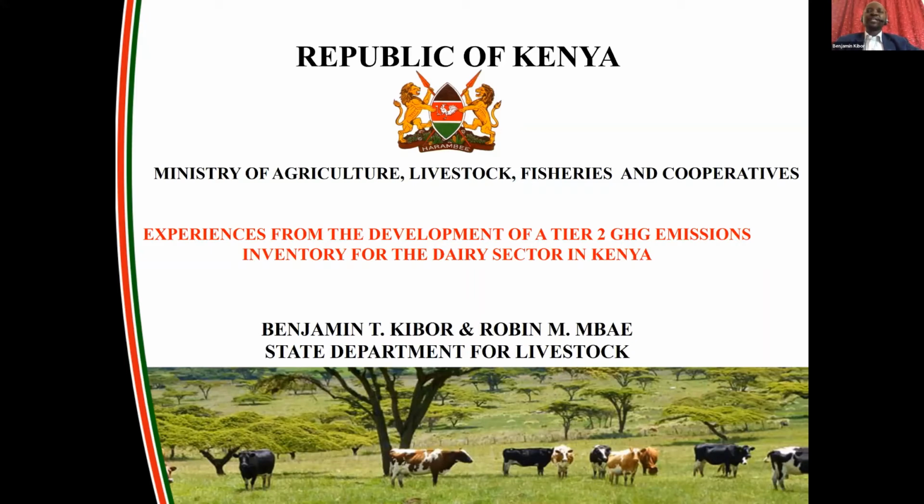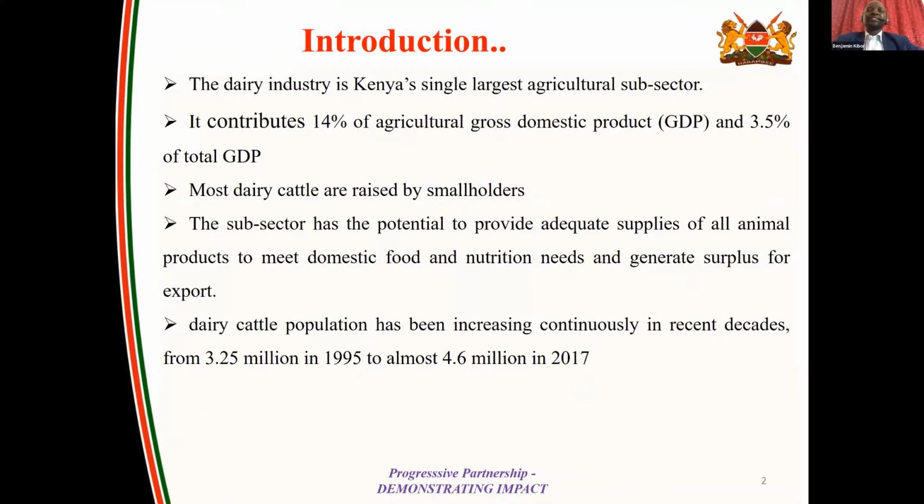As a way of introduction, the dairy sector in Kenya is the single largest agricultural sector. We had to go for Tier 2. It's so significant in our country. About 14% of product. Dairy cattle are raised by smallholders, which is about over 7%. Area with the smallholder dairy farmers. The subsector has the potential to provide adequate supplies of agricultural products to meet domestic food and nutrition needs, and generate surplus for export.